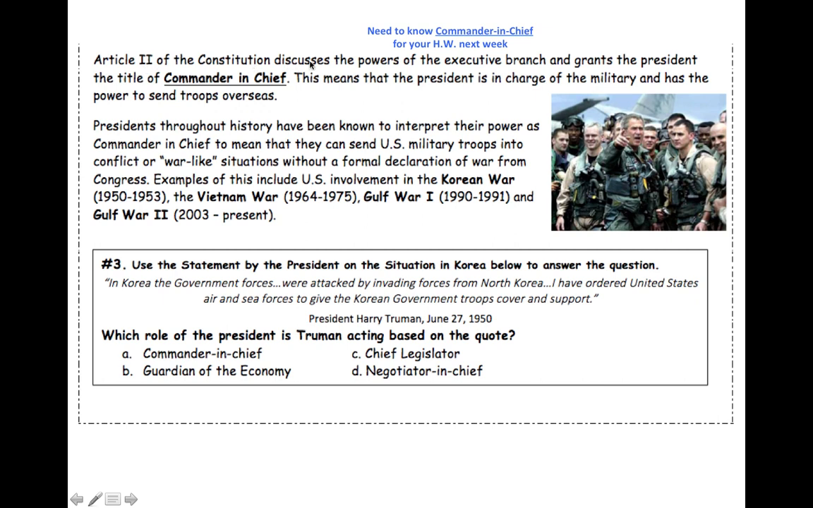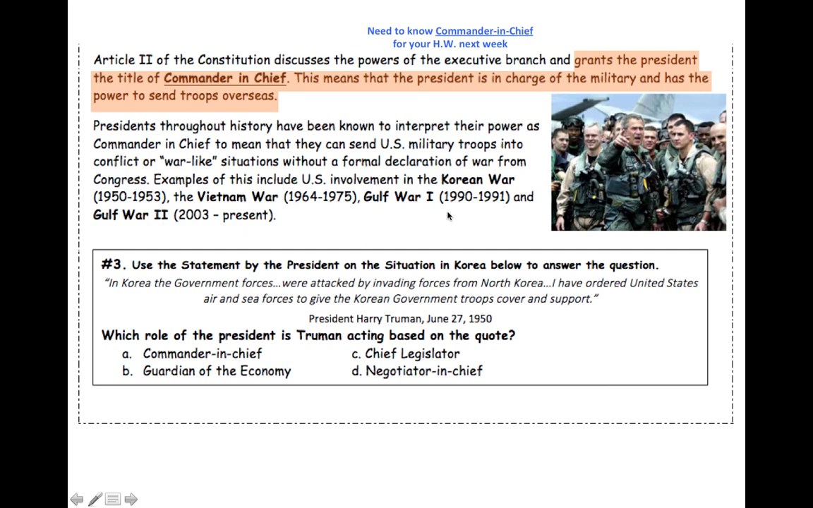Article 2 of the Constitution discusses the powers of the executive branch and grants the President the title of Commander-in-Chief. This means the President is in charge of the military and he has the power to send troops overseas. You need to know what Commander-in-Chief is and whose power it is to be the Commander-in-Chief. Presidents throughout history have been known to interpret their power as Commander-in-Chief to mean that they can send U.S. military troops into conflict or warlike situations without a formal declaration of war from Congress. Examples of this include U.S. involvement in the Korean War, the Vietnam War, the Gulf War, the first one, and the second Gulf War.